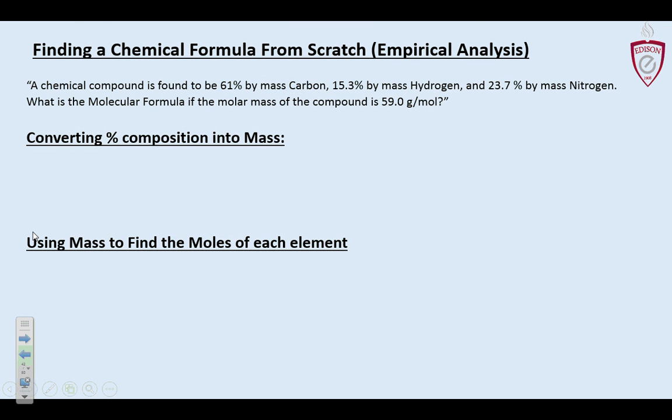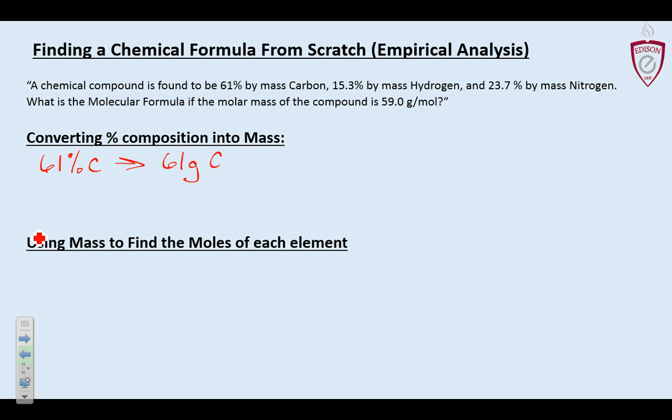So here's a sample problem. A compound is found to be 61% by mass carbon, 15.3% by mass hydrogen, and 23.7% by mass nitrogen. What's the molecular formula if the molar mass of the compound is 59 grams per mole? Excellent. So why don't you do these 2 and I'll do the next 2. So the first step we always have to do is take those percentages and convert them into mass. So 61% carbon, well, we're going to turn that into 61 grams of carbon. Why? Because of that fudge factor, 100 grams, that we're assuming a 100-gram sample.